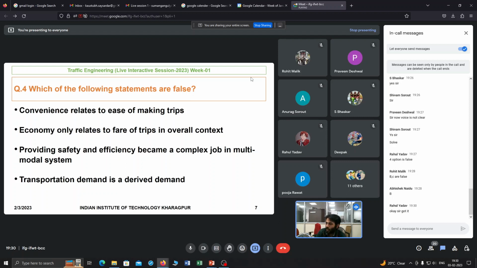Now someone said C is also false. So providing safety and efficiency became a complex job in a multimodal system for a traffic engineer. So just imagine, especially in the western world like America, there are motorways where only cars are going, and there is a separate roadway called dedicated bus lanes for the plying of buses, right?